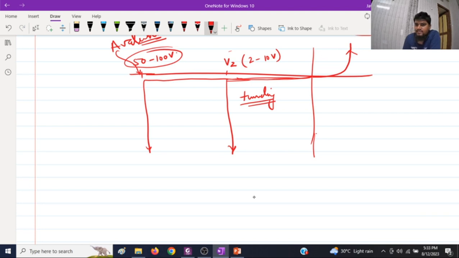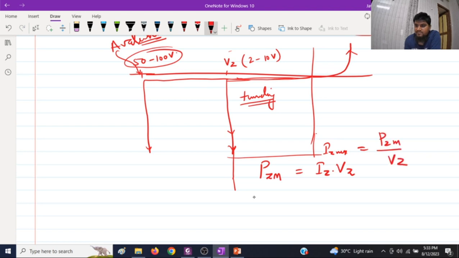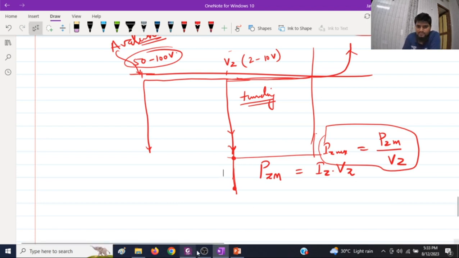That's why a Zener diode can only be damaged if its power rating is violated. That means the maximum rating of the Zener diode is equal to Iz times Vz. If you are applying such a bias that this current is quite high, let's assume Iz max is equal to Pz max divided by Vz, and you apply a reverse bias giving more current than this rated current, then your Zener diode may be damaged. Otherwise it will work fine. I think I have completed this topic.